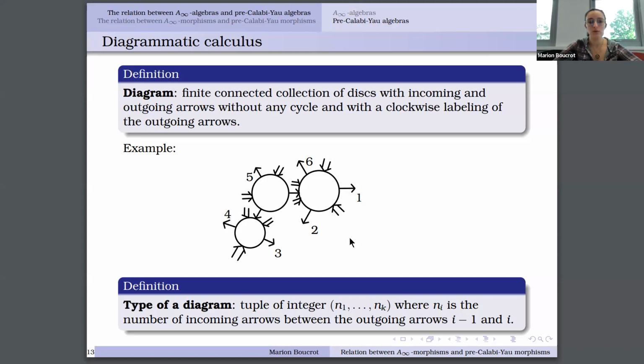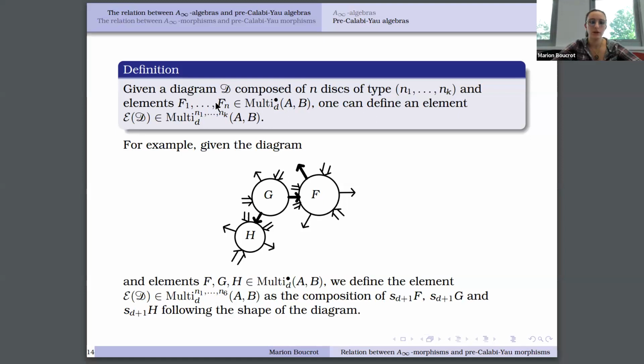So it's also possible to associate to a diagram some elements of the multidual map, namely: given a diagram G, which is composed of n disks and which is of this type, and n elements of the multidual, the same number as the number of disks, I can define an element in this component of the multidual, where here we have the type of the diagram.